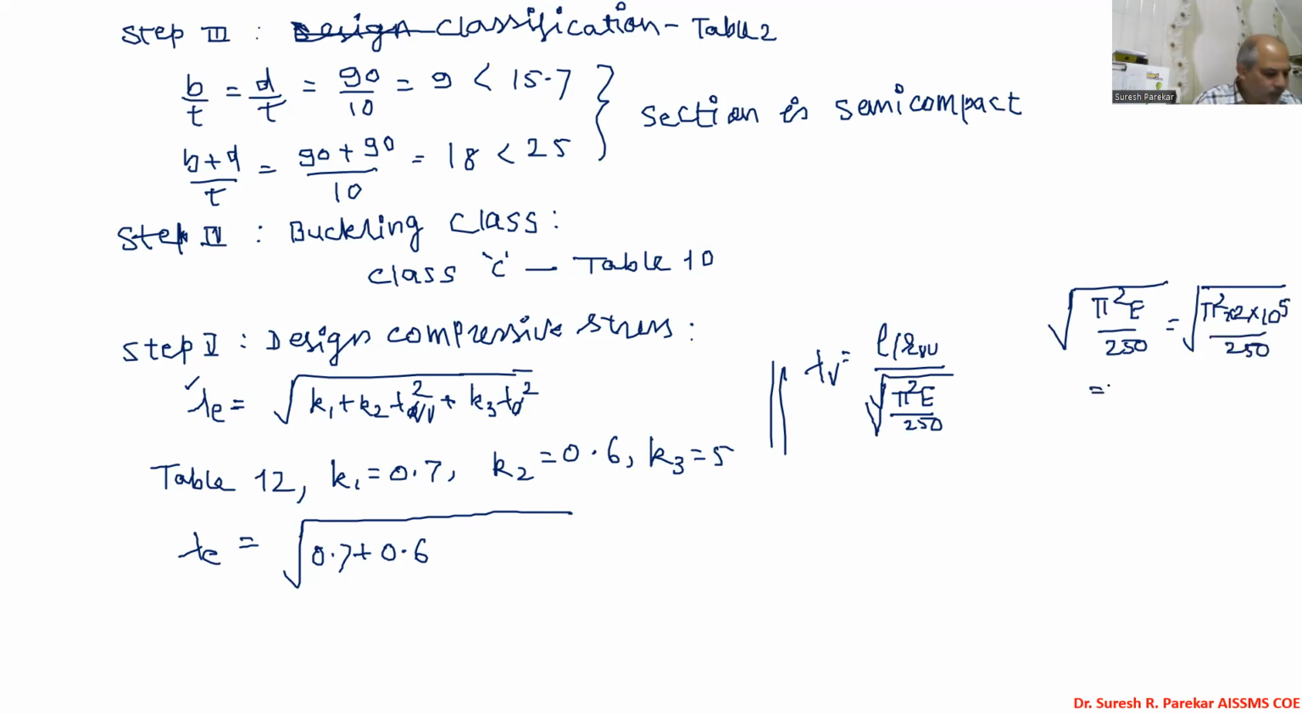And then we will get this value, pi square into 2 into 10 to the power 5 divided by 250, and root of this is 88.86. You have to keep in mind this value always; you need not calculate it in the exam. So we will get lambda vv equal to L, we have 1790, divided by r_vv, we have 17.4, divided by 88.86.